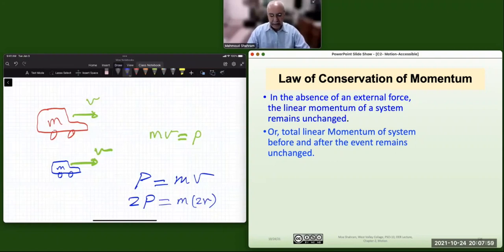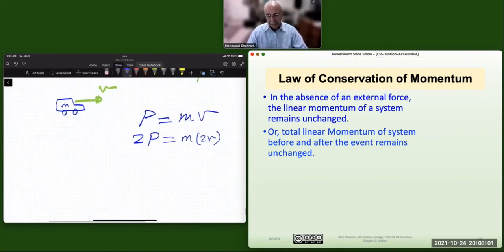The momentum has an interesting property. That means that the momentum of an object or a system will stay the same if there is no external force acting on it. What does that mean? This is the statement of the conservation of momentum. It means that the total momentum of the system before and after an event is going to be the same.